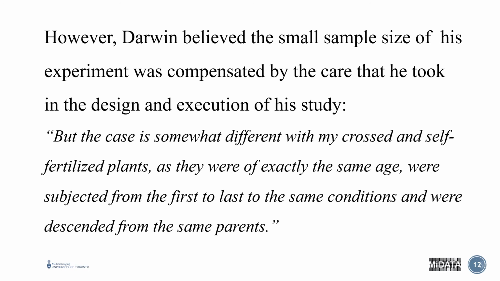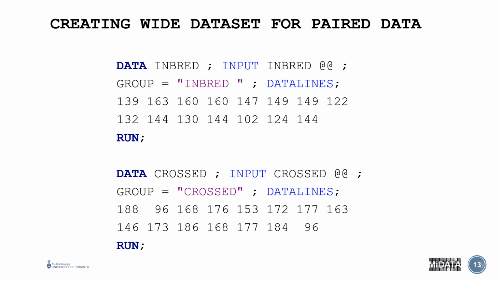Okay, let's create two data sets of paired data. Now we're using paired data because, as Darwin said, he was so meticulous in making sure that he was using the right plants for his studies that basically he was pairing them. And so that was the intent that he had, to make sure that they were very closely paired. So we have two data sets, one called inbred, one called crossed.